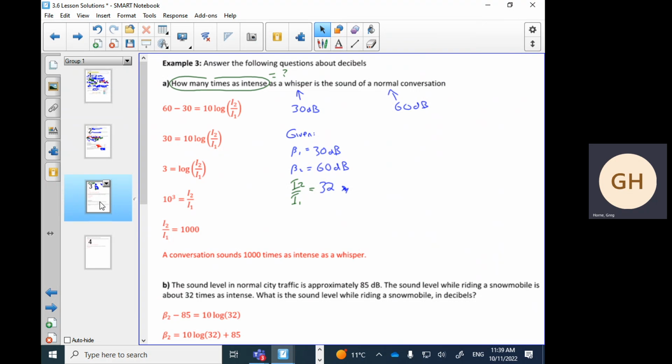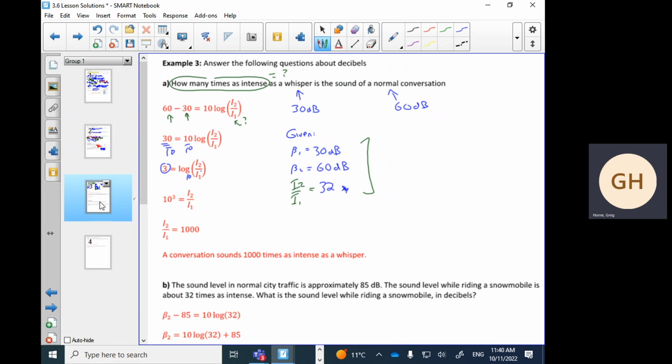All we're doing is recognizing that this is the equation we can use. So we put the numbers in, the 30 and the 60, and what we're looking for is that ratio. Just evaluate, you get 30, and then divide both sides by 10. We end up with 3. At this stage it's the usual stuff. You understand log is base 10, so it's 10 to the power, right?